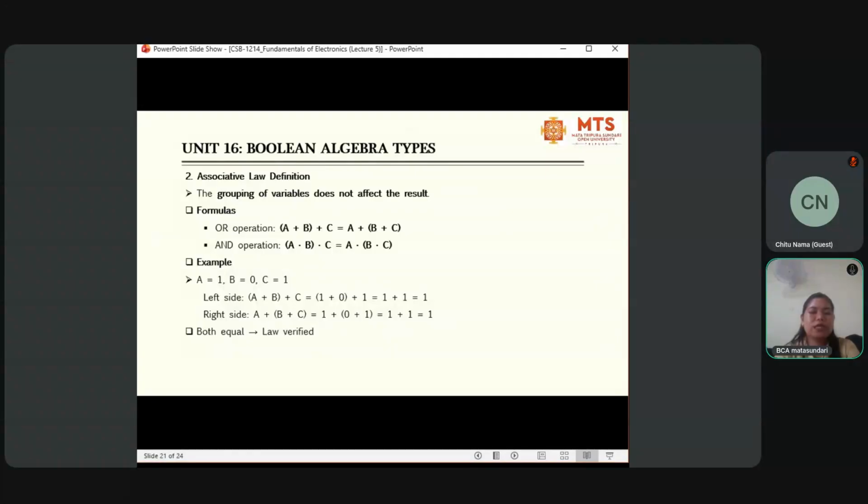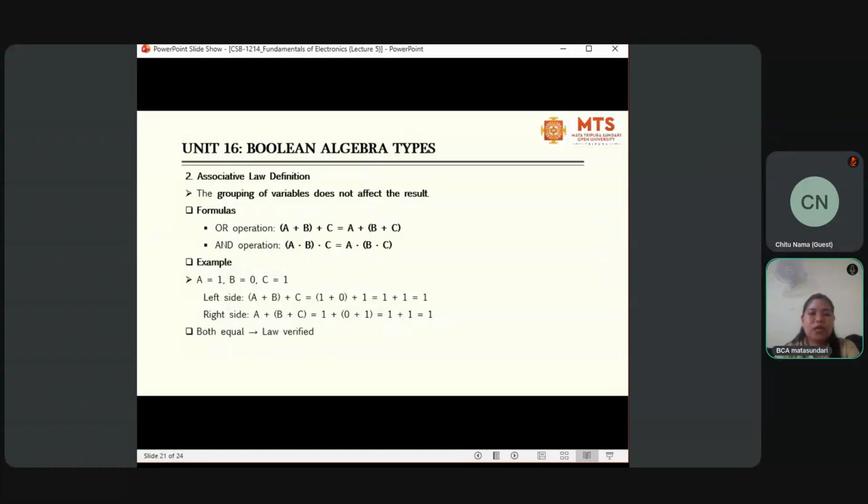Associative type of Boolean algebra, right? Associative law definition: the grouping of variables does not affect the result. Here we have to group, and then it will not affect the result. For the OR operation, A plus B plus C, three variables are there. Now we group them on the left hand side and right hand side. If we group, the result won't change.